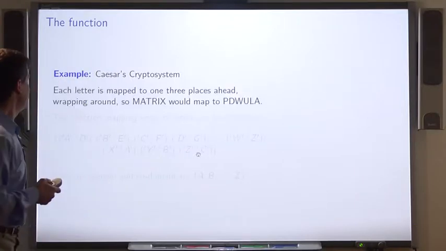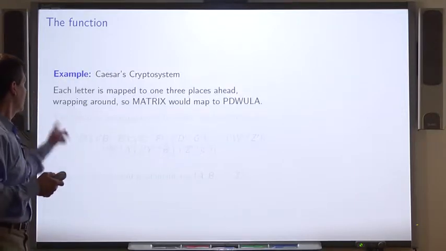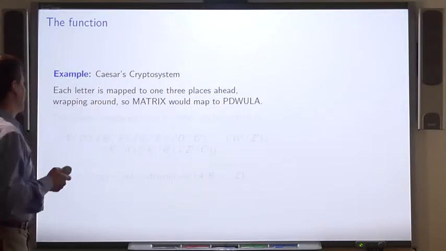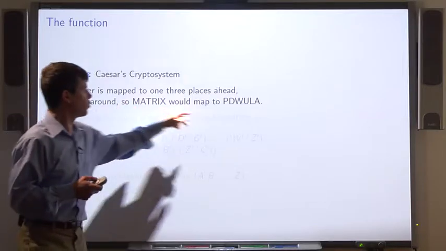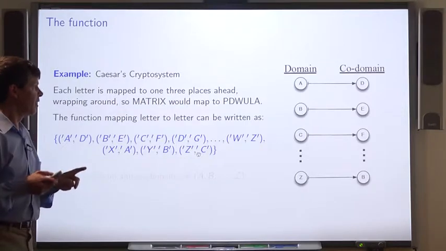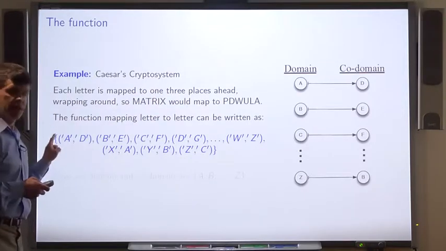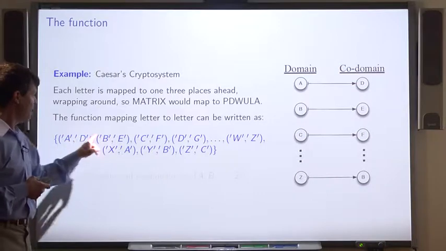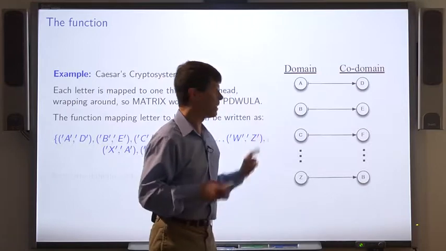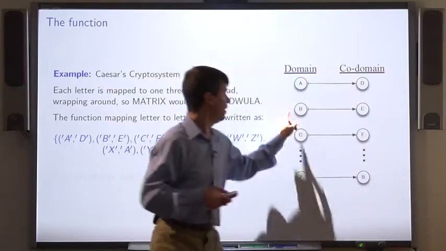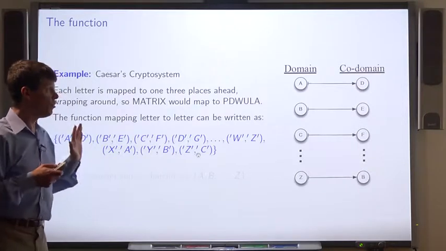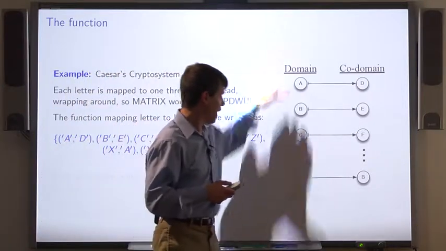Here's a quick example. The Caesar cryptosystem, the Caesar cipher. Each letter is mapped to the one 3 steps ahead. So "matrix" would map to "pdwulb." So the function mapping letter to letter can be written in this way. It maps A to D, B to E, C to F, and so on. And we might use a diagram like this to represent that same function. A maps to D, B maps to E, and so on. In this case, both the domain and the codomain are the letters A through Z.